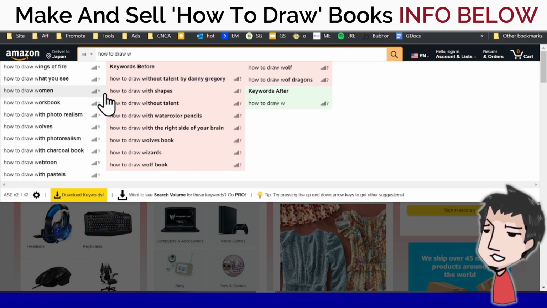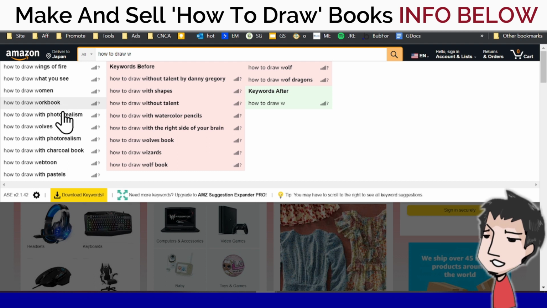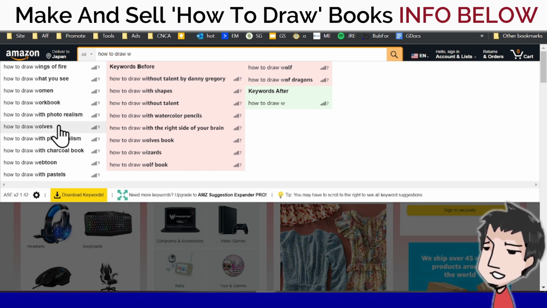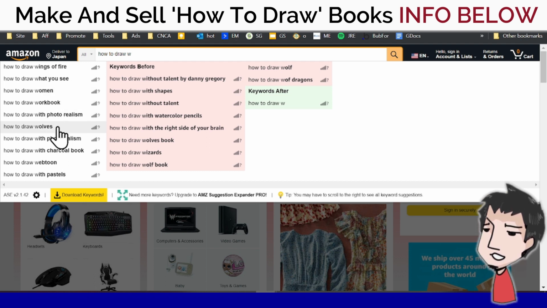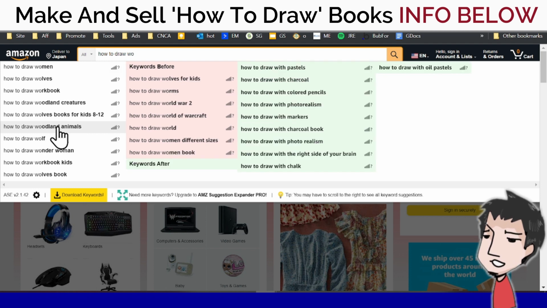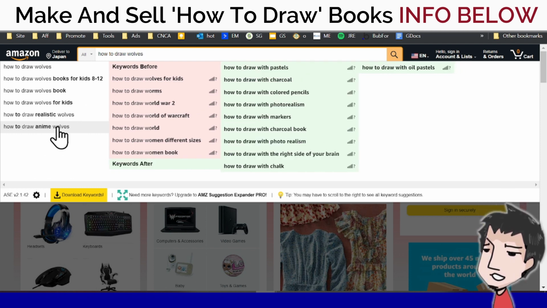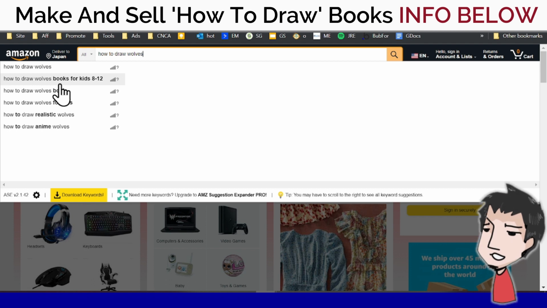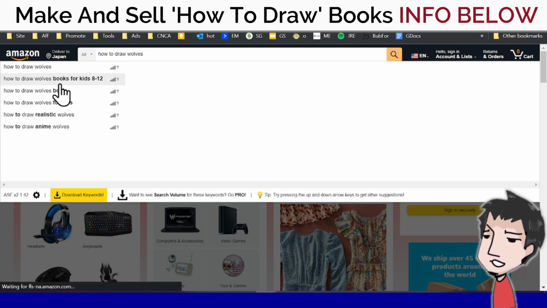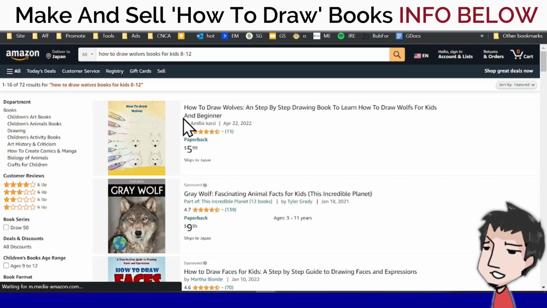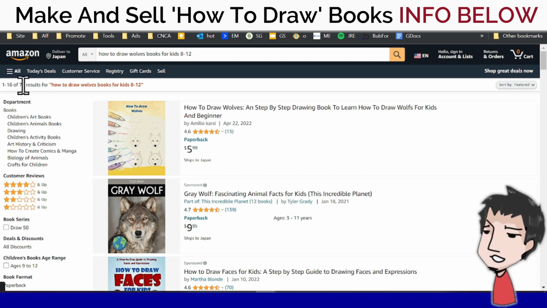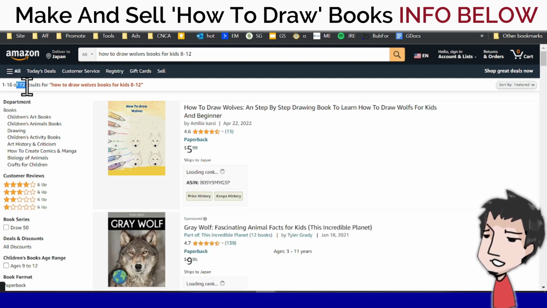You're going to see "how to draw women," "how to draw workbook," "how to draw wolves." This is really cool. How to draw wolves. Let's dive into this. "How to draw wolves books for kids 8 to 12." Very specific. You can see there's a result count of under 1,000. It's really good. We know that people are searching for this long tail keyword phrase.